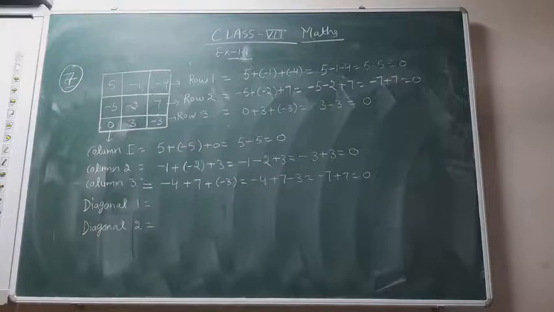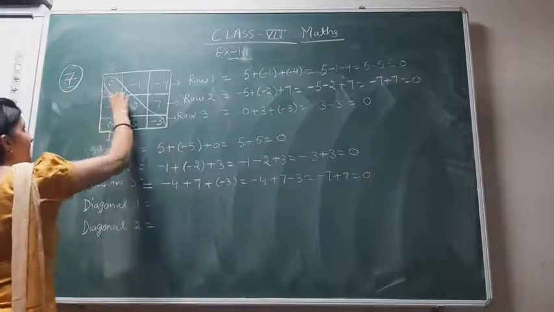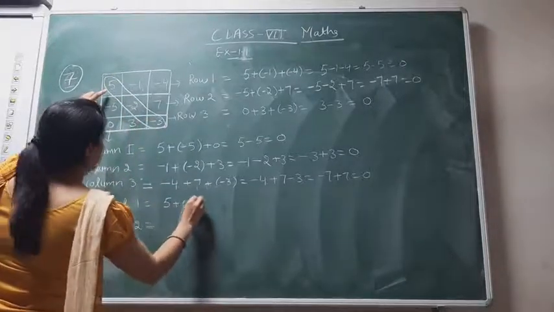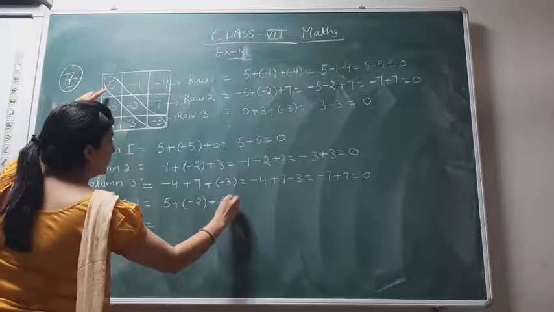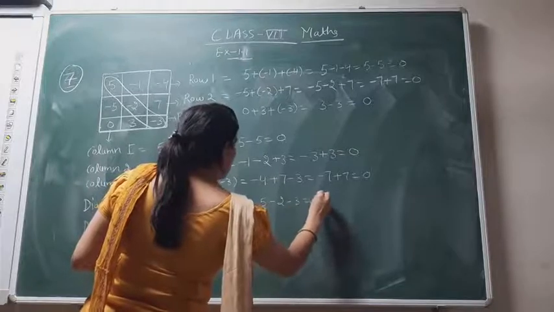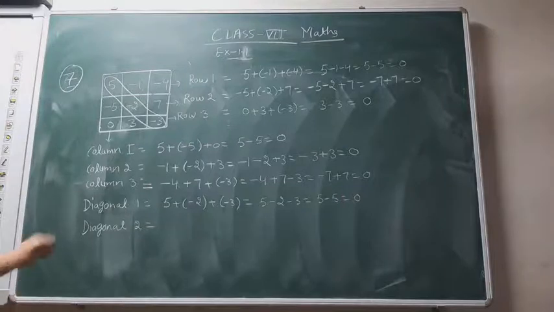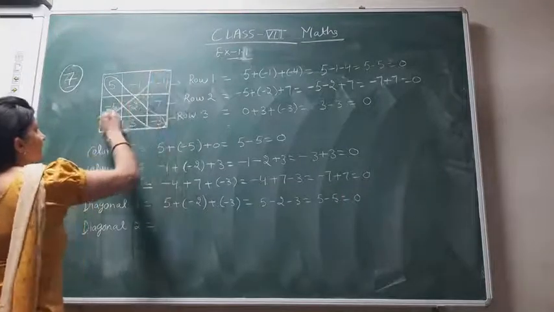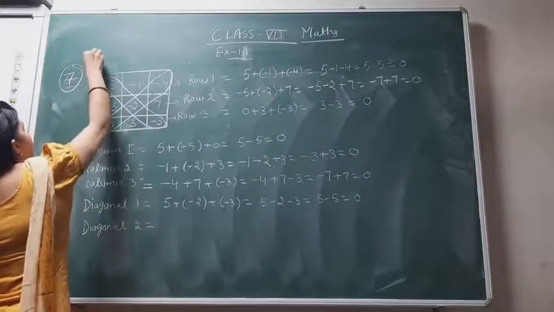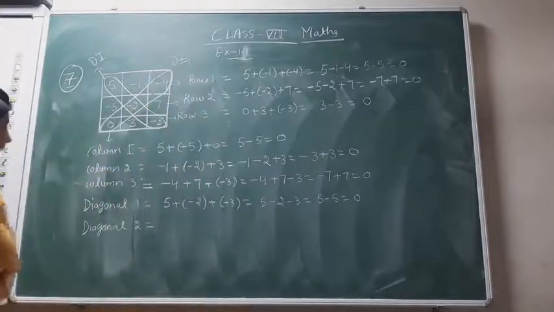Next is the diagonal. Diagonal elements are these elements. These are diagonal. So it is 5 plus minus 2 plus minus 3. It becomes 5 minus 2 minus 3. 5 minus 5, it is also 0. Next is the second diagonal. Second diagonal is this one. We can say this is the D1 diagonal, and this we represent by D2.